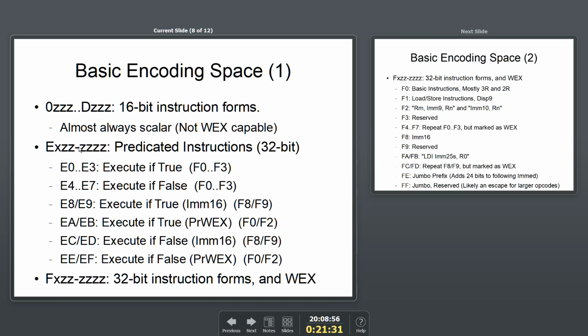Yeah, and then anything within the E block is treated as a predicated instruction, or it's PrWEX. So PrWEX is the special case. So as noted, the basic unit in all these ones is 32 bits. PrWEX makes the bundle longer, but the instruction itself is still considered as being 32-bit. And as noted, they alternate between true and false blocks. So true, then false. These two are true and these are false, but it's all the same bit in this case.